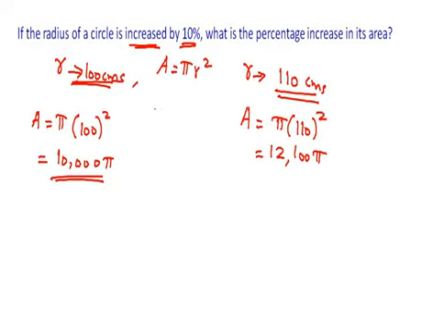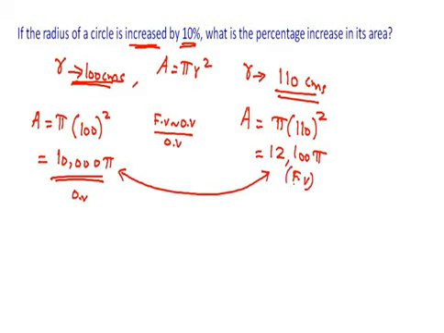Now we are trying to find out the percentage change in the area, right? The same old trick. What is the percentage change idea? So difference between the final value and the original value divided by original value, right? Now what's the difference between these two values? We know that this is the original value and this is the changed or the new value or the final value. The difference is going to be just 2100 pi divided by what was the original area? 10,000 pi. So divide by 10,000 pi.